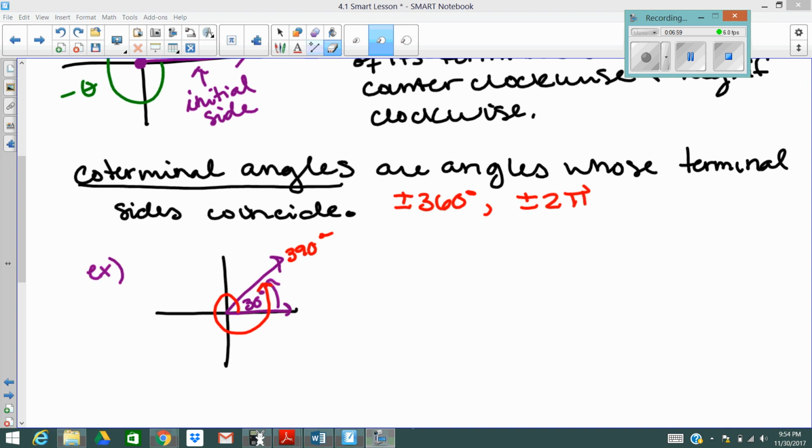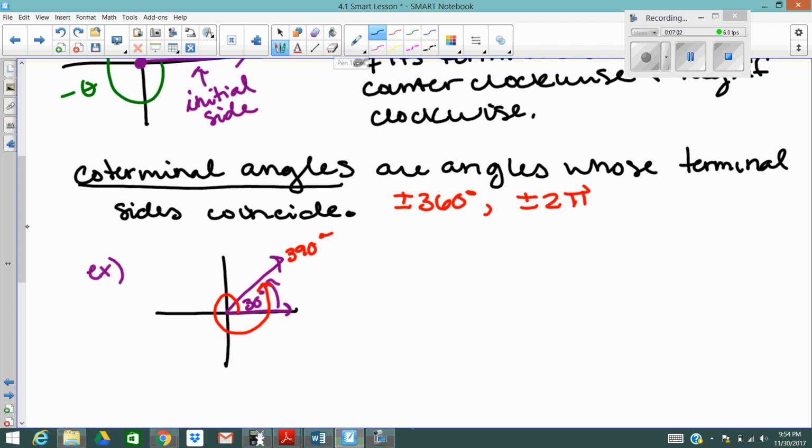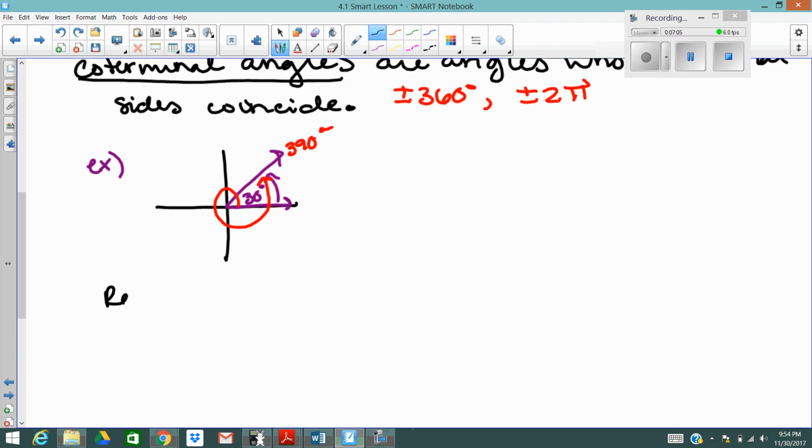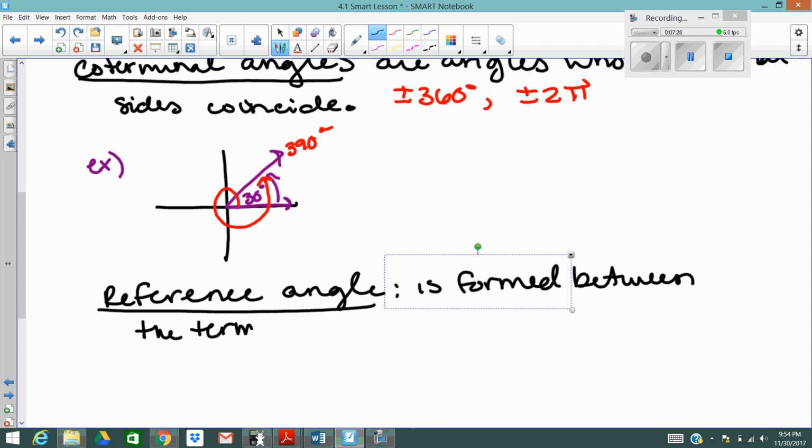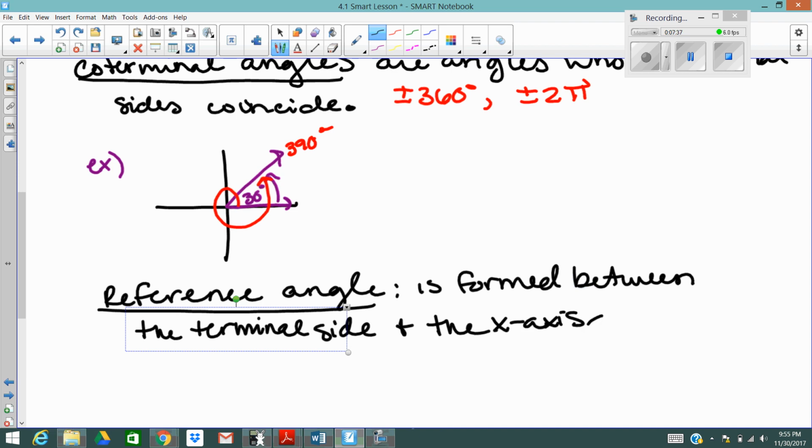A reference angle is formed between the terminal side of your angle and the x-axis. Does not have to be the positive x-axis, but it needs to be the x-axis.